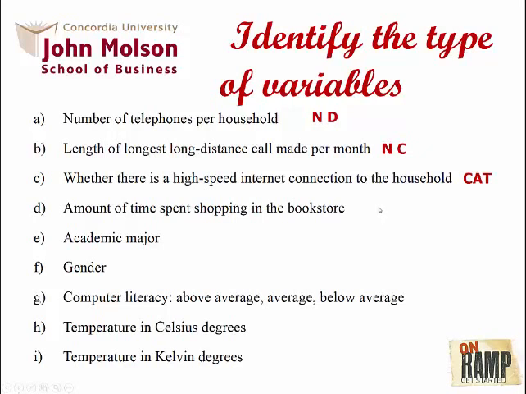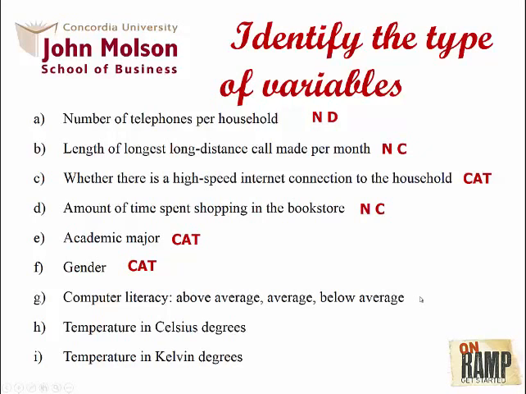Amount of time spent shopping at the bookstore. It is numerical because I will have maybe 1 hour, 2 hours, but to be precise, it will be numerical, continuous, because time is measured, I can always be more and more precise. Academic major: is your major finance, marketing, therefore it's a category. Gender is not numerical, so gender is also a category.